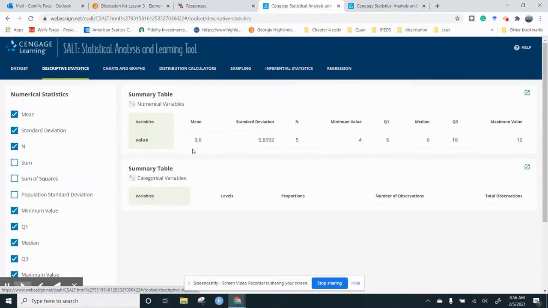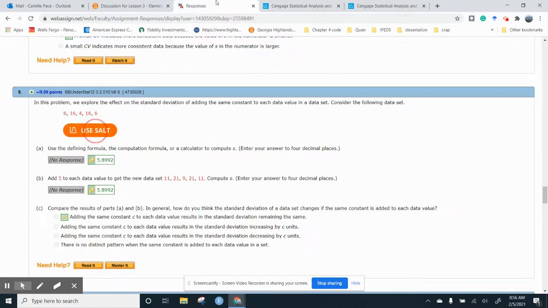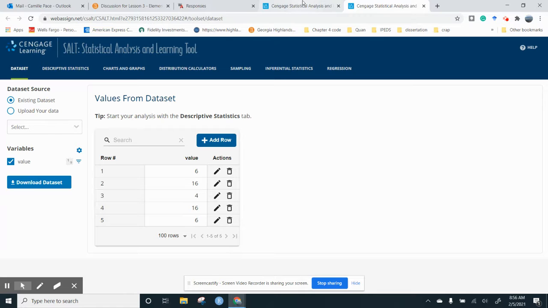So if I go to descriptive statistics, I see my standard deviation is 5.8992. And if I go back, it asks for all 4 decimal places, so I just put that in there. So now it wants me to add 5 to each value, okay? So if I go back up here, let's do this. All right, I got that.